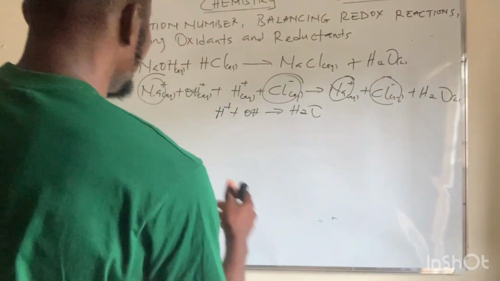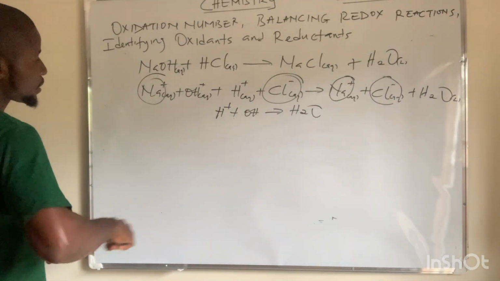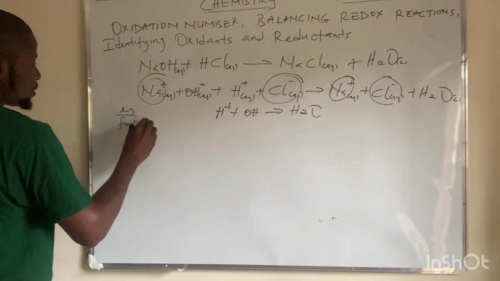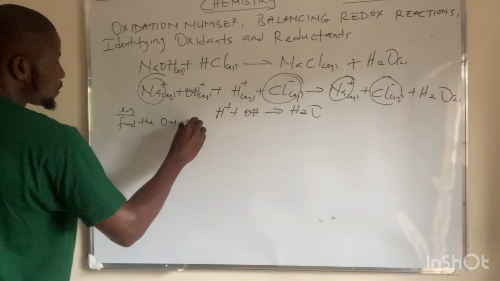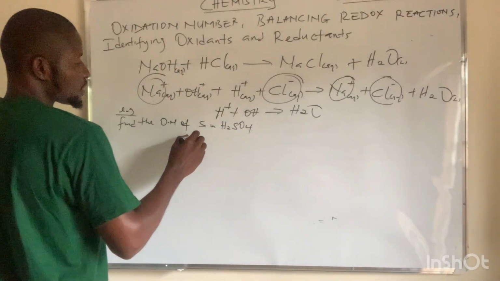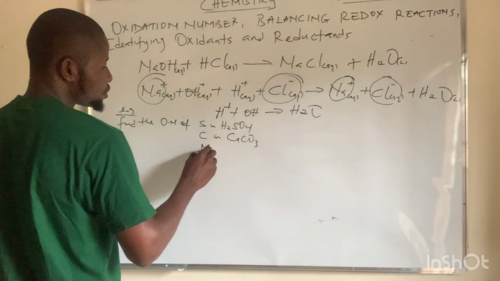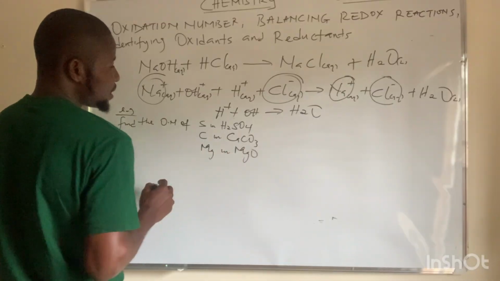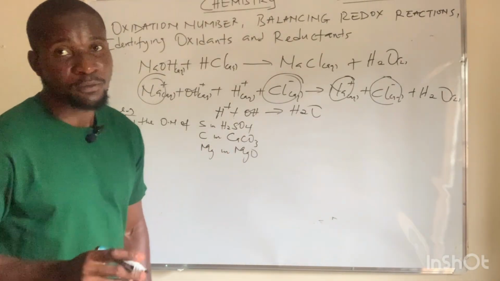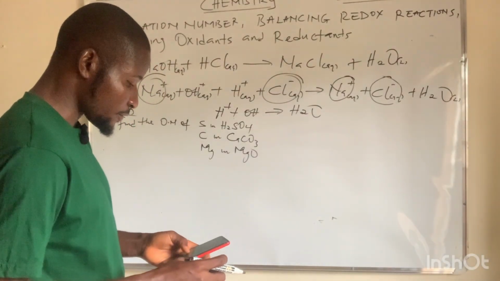In this case, let's say you are asked to find the oxidation number of sulfur in H2SO4, let's say carbon in CaCO3, let's say magnesium in magnesium oxide. Let's say I have to give example from a radical. Let's use more examples from radicals.